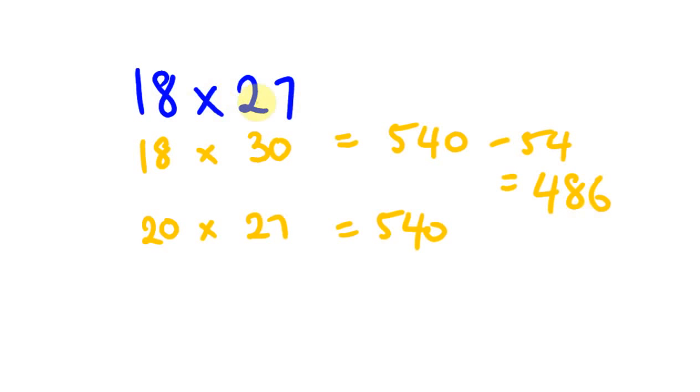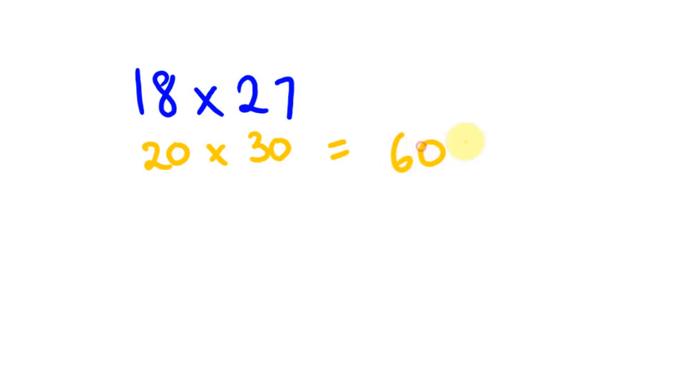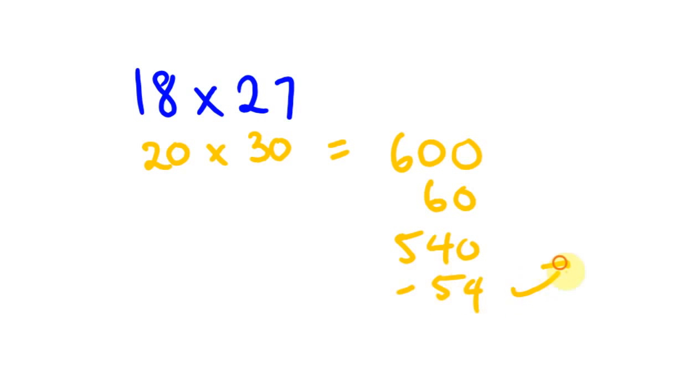Now, I just want to show you this next step that you can go with this. Say you think, well, I'm going to round both of them. I'm going to end up with 20 times 30. We do that, and we end up with the answer of 600. When you take 10% off that, 10% is 60, we end up with 540. Take 10% off again, we get our answer, which is 486.